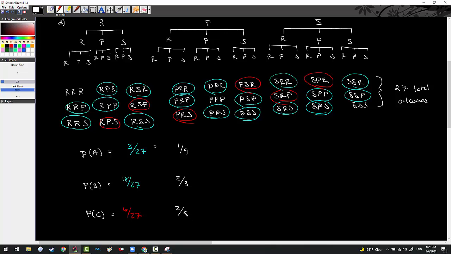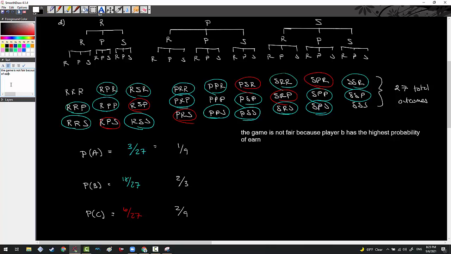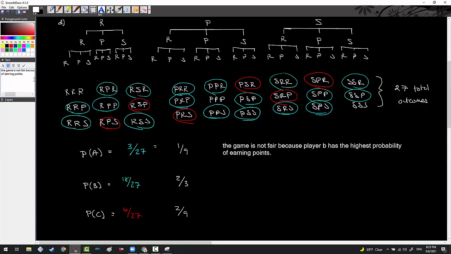So clearly, player B has the greatest advantage in this game. The next question deals with whether or not the game is fair. Clearly, it is not. So we can just write that down. The game is not fair because player B has the highest probability of earning points.